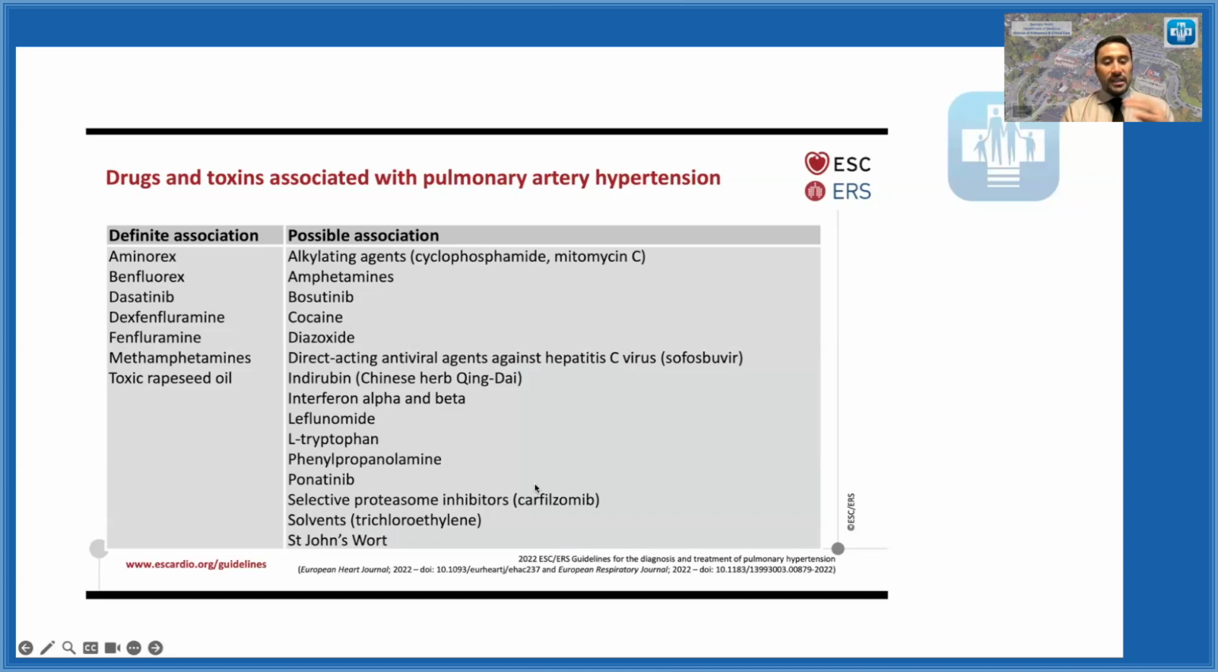There are other medications that were associated lately, like chemotherapies for malignancy. So these are 2 famous agents that had been associated with development of pulmonary hypertension. Dasatinib is a tyrosine kinase inhibitor that is used in chronic myeloid leukemia patients, and it actually can lead to pulmonary hypertension. So if any patient is on that medicine, they will need screening.